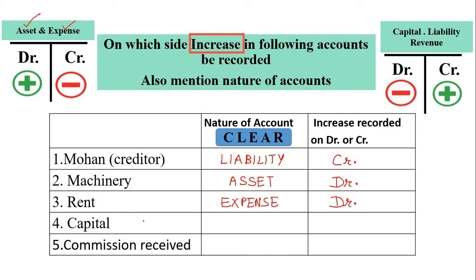Next is capital. The nature of account is very easy, capital. And where is the increase recorded? You can see here, increase in capital is credited. Next is commission received. Commission received is a revenue, and you can see the rule here for revenue. Increase in revenue is credited. So I hope it is clear how you can apply the rules of debit and credit according to the modern approach for questions like this.